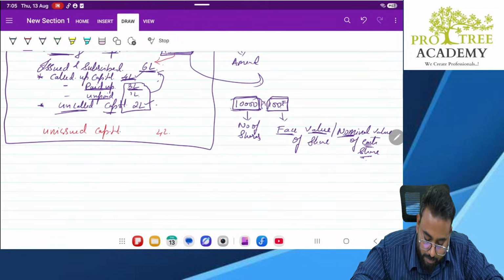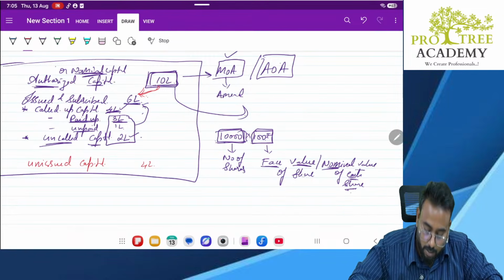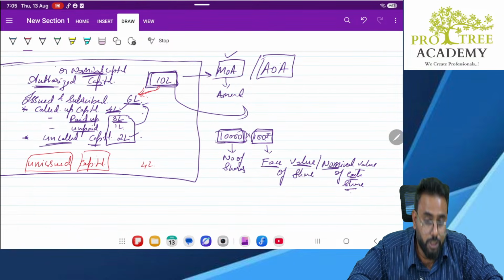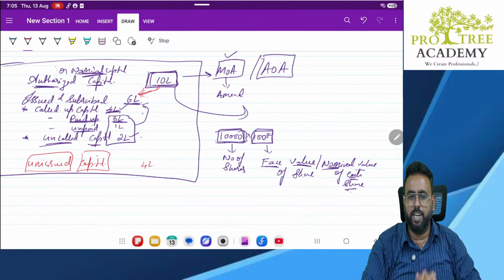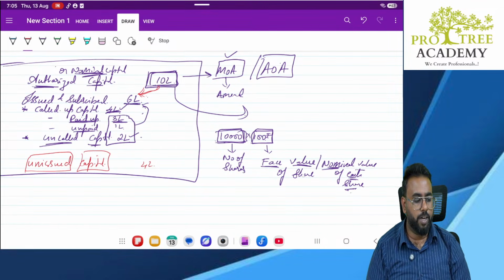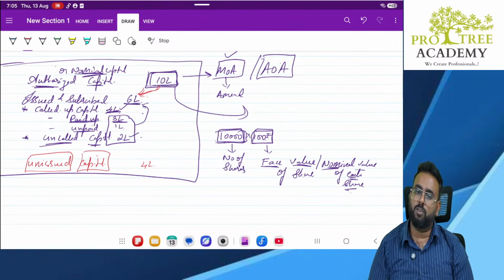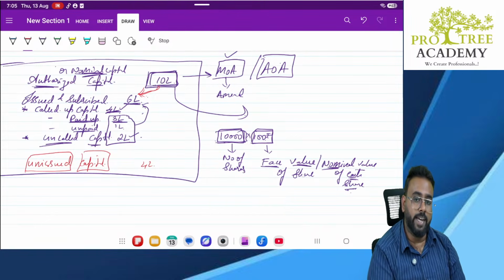Unissued capital. Out of authorized capital, you issued 6 lakh. What happens to the remaining 4 lakh? That remaining 4 lakh is called unissued capital. What capital? Unissued. That means it has not been offered to anybody. That means we are not offering somebody to come and take the shares, right? So that is why it is called unissued. Clear? So under issued, what are the categorizations?